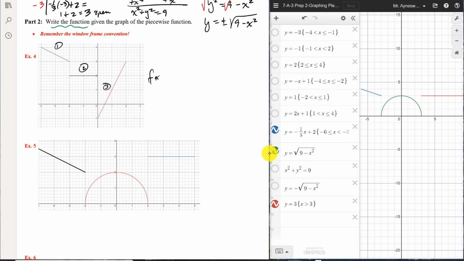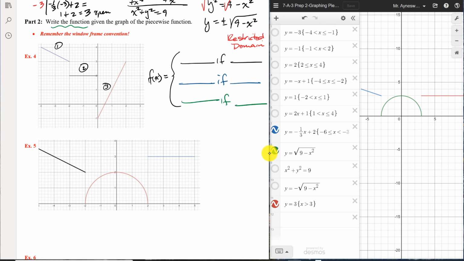So here f of x is going to be equal to, and then we've got piece 1 here, if something. We got a domain right there. This is going to be the restricted domain. And then piece 2 is going to be here on a specific domain, and then piece 3 is going to be here on a specific domain. So we got 3 pieces to write for obvious reasons. So what I'm going to do is we're going to use Desmos to help us out and check our work.